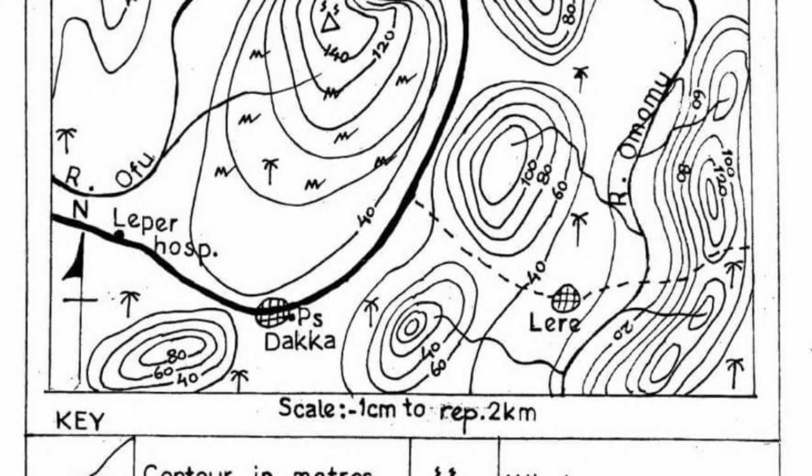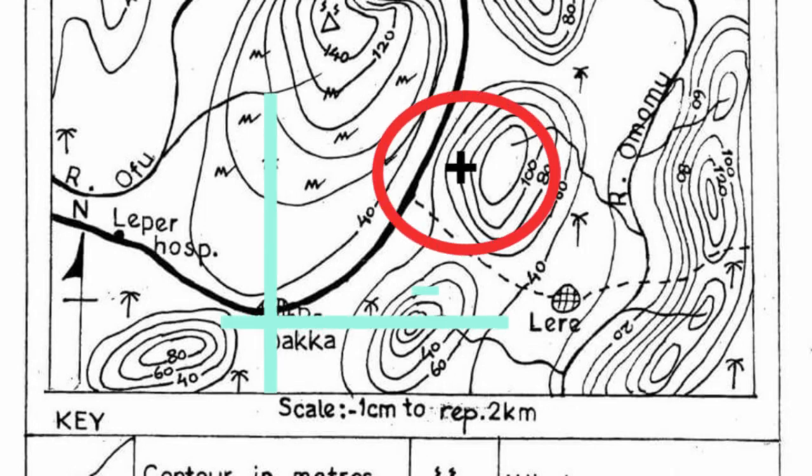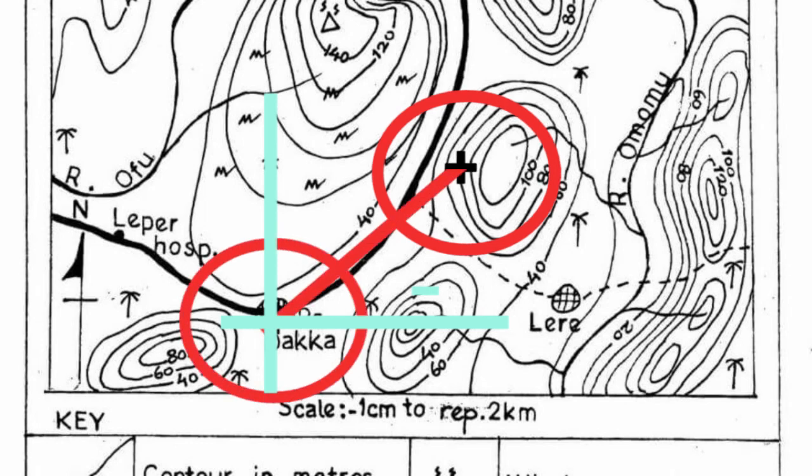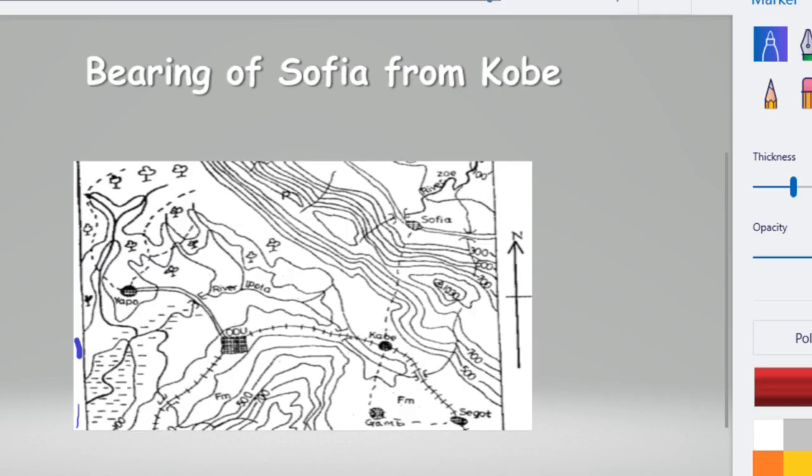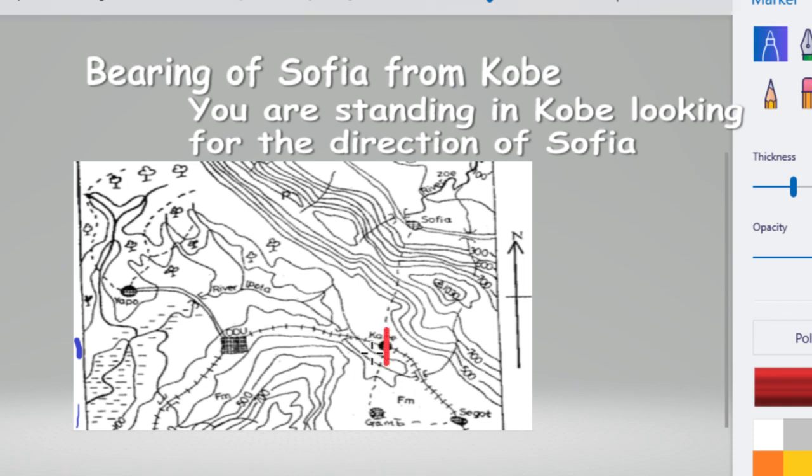So when looking for the bearing of one place in relation to another, you have to draw a mark like a plus in the various towns you are looking for. Then you draw a straight line to the other town and check the angular distance, or the angle that it will form. That will be your bearing. Second example is taking the bearing of Sofia from Kobe. That means our standpoint is Kobe while we are looking for the bearing of Sofia.